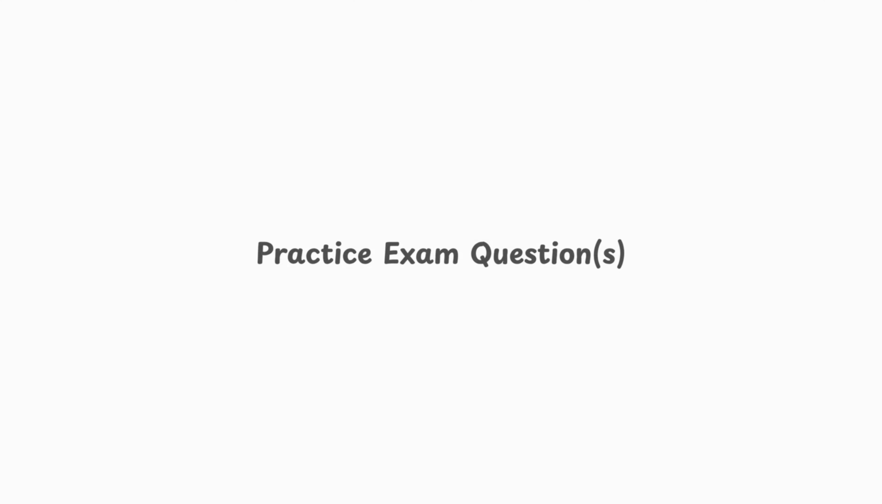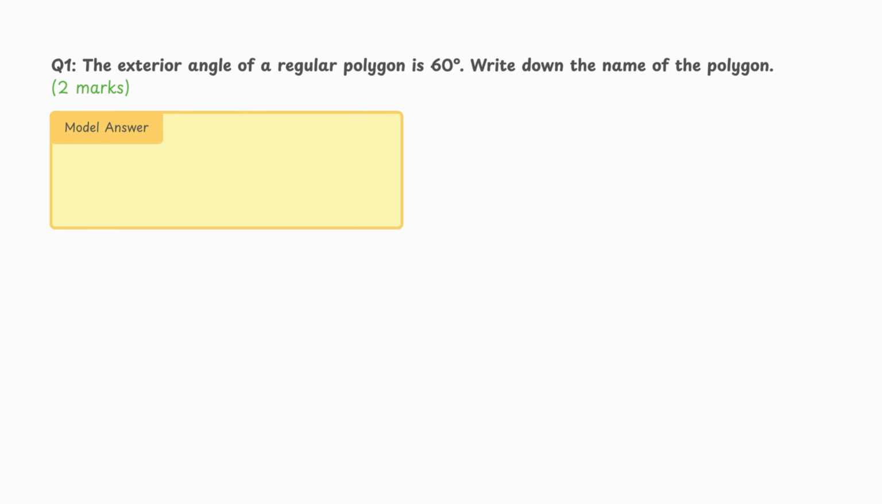Now, let's dive into some exam-style practice questions. You can pause the video and try yourself. Question 1. The exterior angle of a regular polygon is 60 degrees. Write down the name of the polygon. This question is worth 2 marks, so let's go through it clearly.